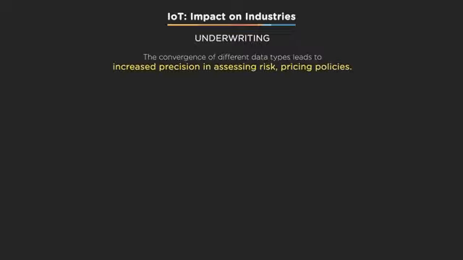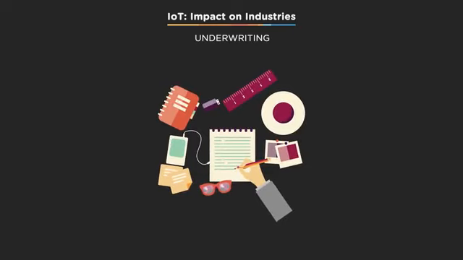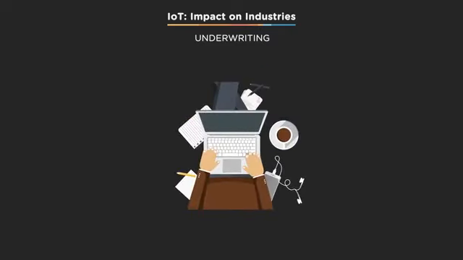Underwriting. The convergence of different data types leads directly to increased precision in assessing risk and pricing policies. There are clear advantages over current approaches, which rely on backward-looking claims data and historical risk studies. Through constant monitoring, underwriters can recommend real-time pricing and policy term modifications. They can also model the impact of new health and well-being services to manage mortality and morbidity risk over time.